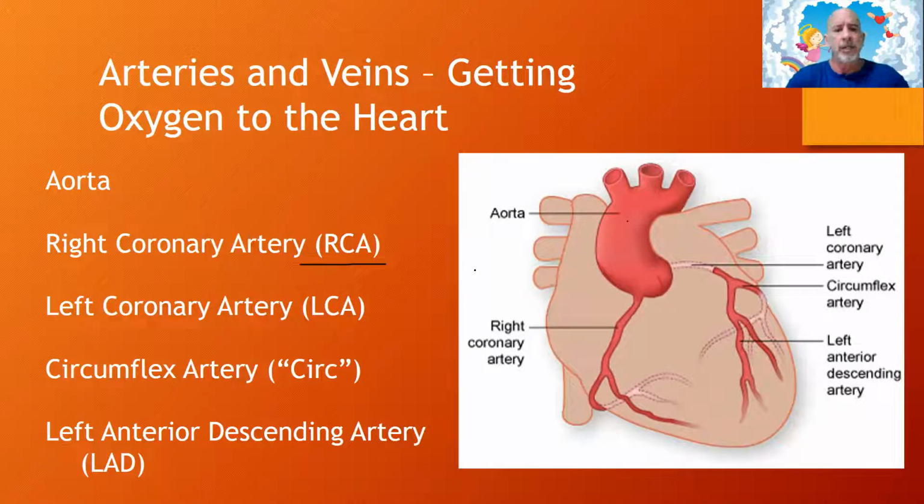So when they say RCA, they're talking about the right coronary artery, and they're always talking about a heart attack, a myocardial infarction. And then there is the left coronary artery. These are the main branches off the aorta, going down each side. And then from the left coronary artery, there's another one that wraps around to the front called the circumflex artery. We call that the circ.